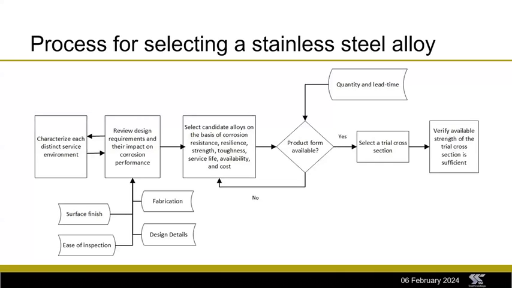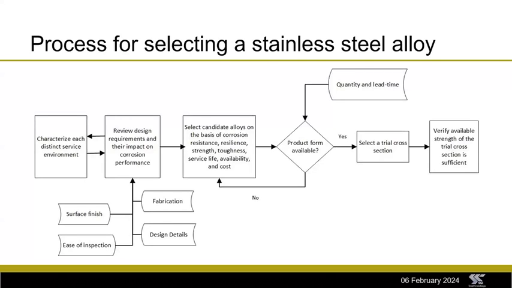Once you've characterized the environment, then you need to think of your design requirements. What surface finish do you want? Will there be lots of crevices? What are the design details? From that, you can move on to select your candidate alloy. And then, of course, you have to think, well, is this product actually available? And what's the lead time?